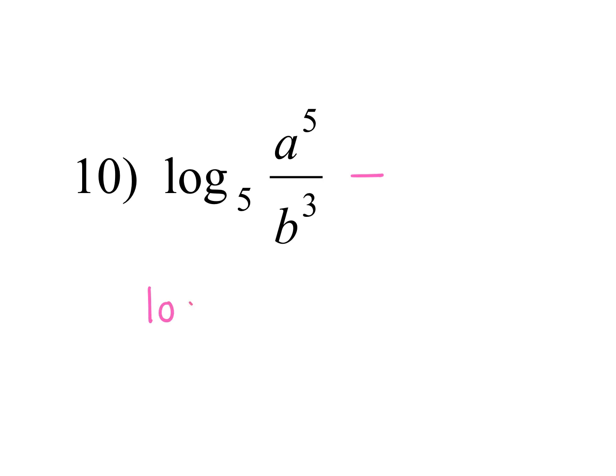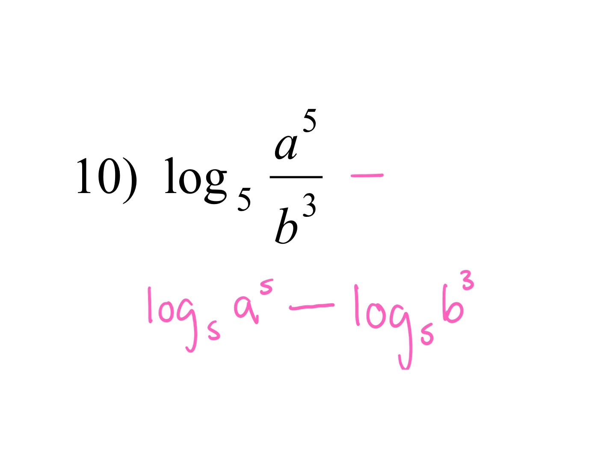Subtraction. So I start with log base 5. You always start with the one on top. So a to the 5th power. Then minus, because we said it's subtraction. What comes next? Log base 5 of b to the 3rd power. Perfect. Every time we break it up, each thing needs its own log.